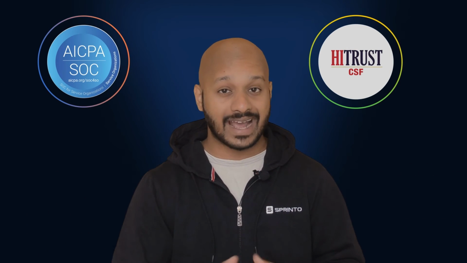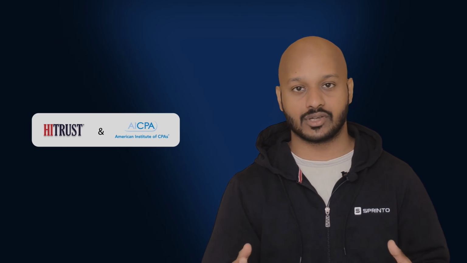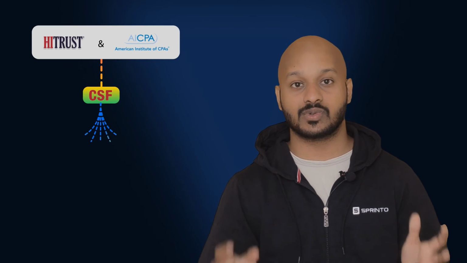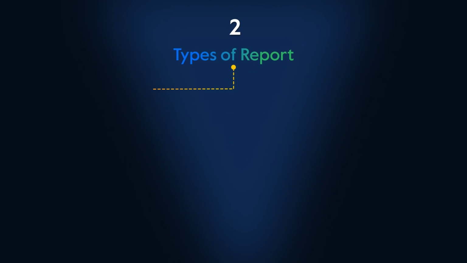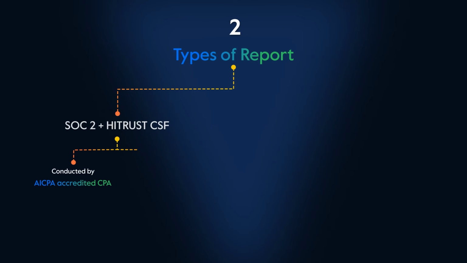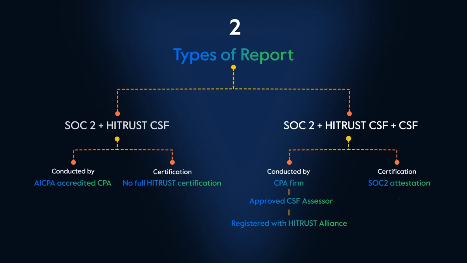That being said, you don't actually have to choose between the two. You could get both. And it's easier than you think, courtesy of a HITRUST AICPA collaboration, which allows CSF to map to SOC 2's trust service criteria. There are 2 kinds of reports you can get under this collaboration. The first is called SOC 2 plus HITRUST CSF, which is conducted by an AICPA accredited public accountant, but doesn't give you the full HITRUST certification. The second is called SOC 2 plus HITRUST CSF plus CSF certification, which requires a CPA firm that's an approved CSF auditor registered with the HITRUST Alliance, which gives you both the SOC 2 and CSF certification.